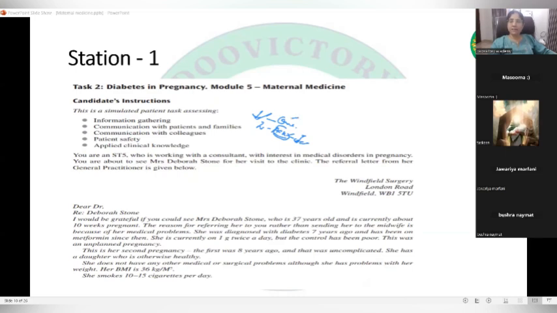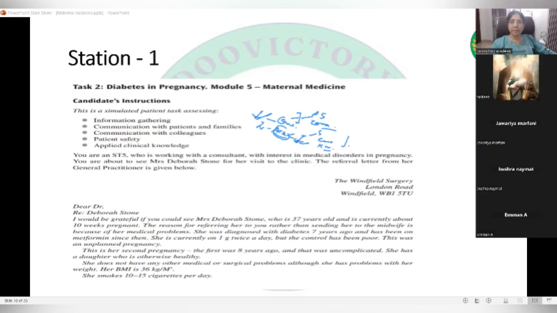In information gathering, you need to check the important history points, which includes patient safety and mainly communication. So information gathering should include the two main domains, safety and communication. And applied clinical knowledge will be safety, communication, and knowledge. All three things should be there.